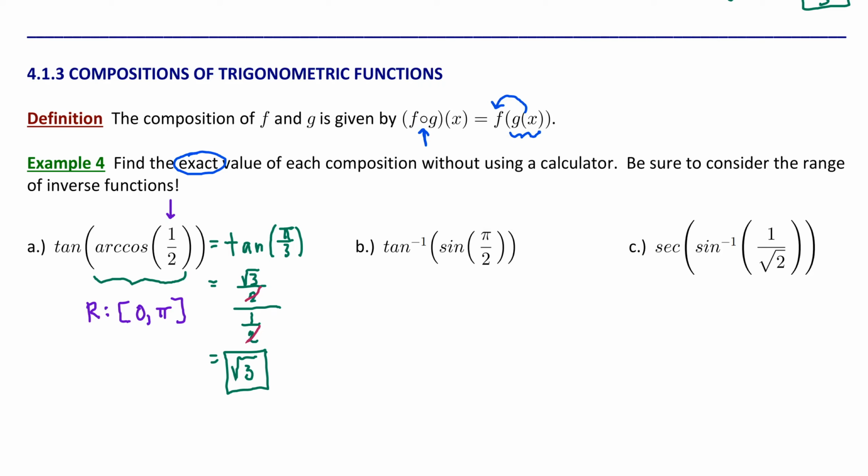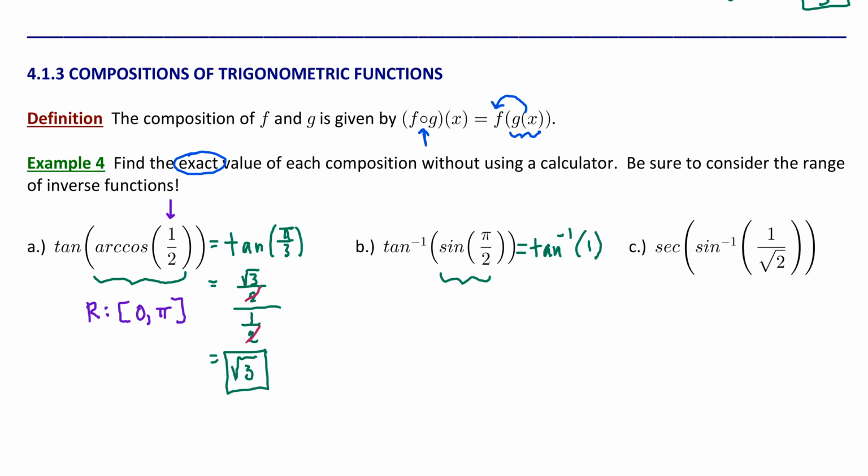Let's try example B. This time, on the inside, we have an ordinary trig function, and on the outside, we have our inverse trig function. So we'll start by evaluating that inside function. Recall that sine of pi over 2 is equal to 1. Now we can evaluate inverse tangent of 1.